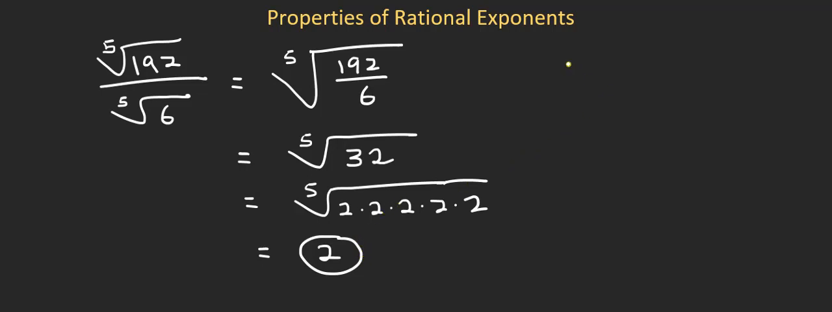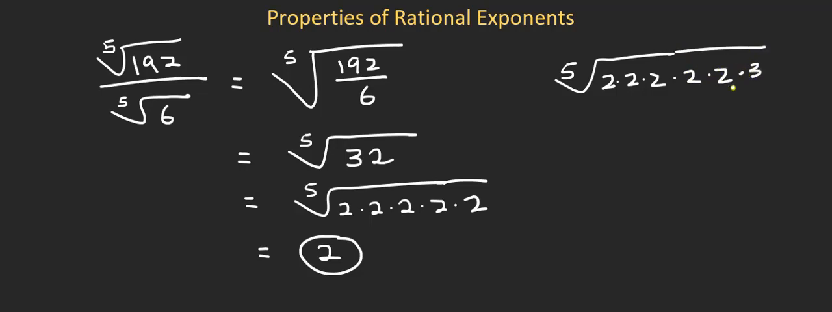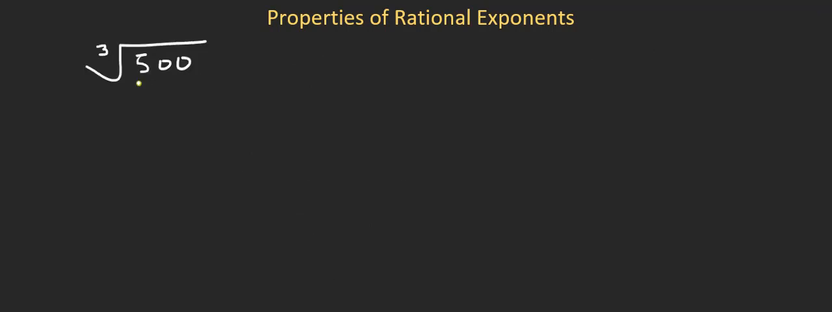By the way, what if it came out to be something like this? Let's say you got 2 times 2 times 2 times 2 times 2 times 3 times 3. If your final answer came out to be like that, well, the 2 could come out. But then 3 and 3 has to stay inside, so 3 times 3 is 9. So that would be the answer, if the case was like this.